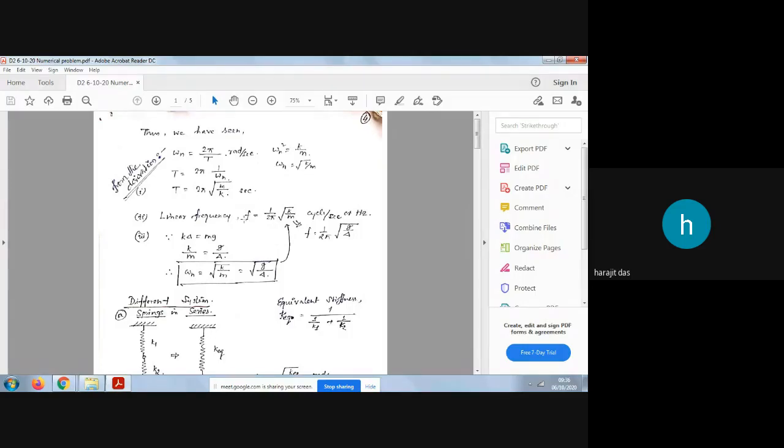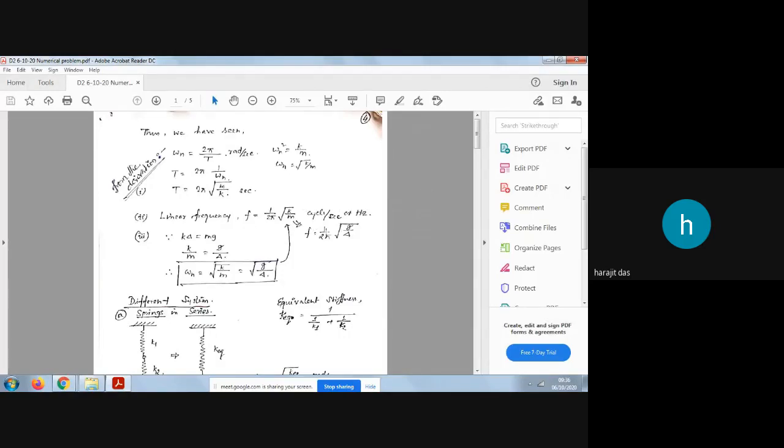So each unit will be hertz, or cycles per second. So f is what? 1 upon T, which means 1 upon 2 pi under root k by m. So it is the inverse of this formula, meaning the inverse of the time period will give you the linear frequency. So you need to identify the frequency by observing its unit.